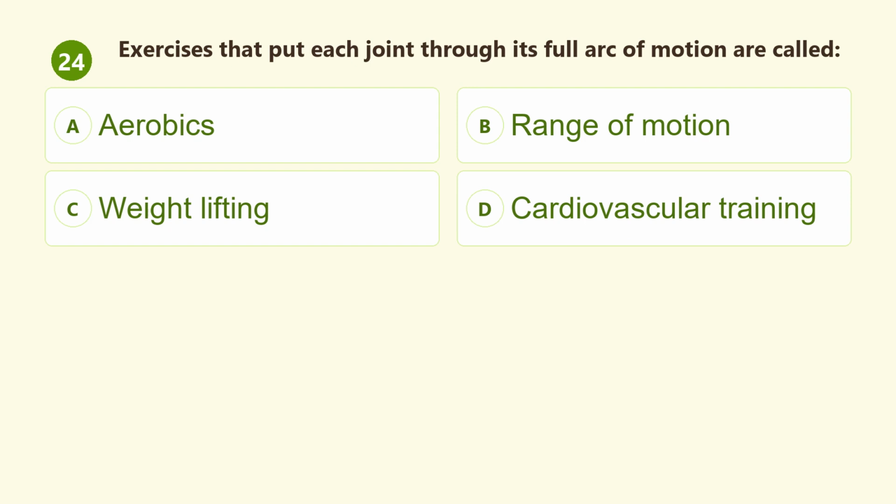Question 24. Exercises that put each joint through its full arc of motion are called. Option A, aerobics. Option B, range of motion. Option C, weightlifting. Option D, cardiovascular training.